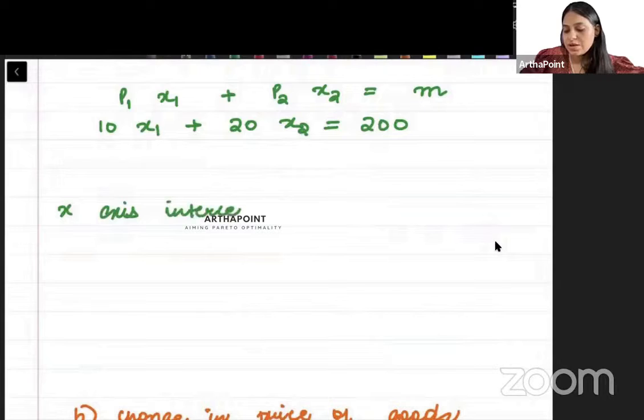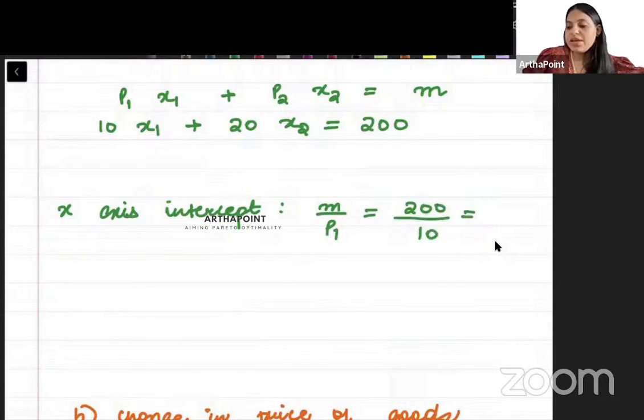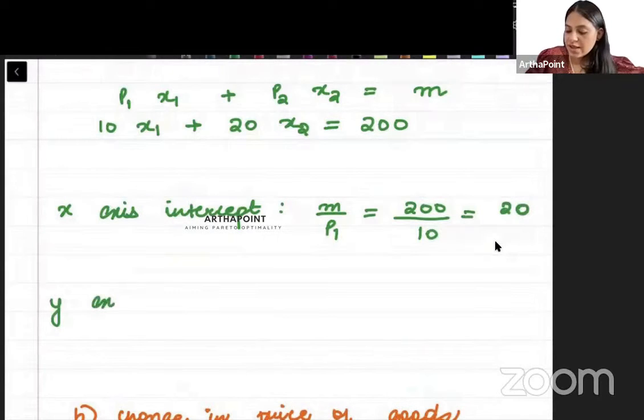Very simple. It is going to be M by P1. Income is what, beta? 200. Price of good 1, 10. So it will be 20. Beta, what will be the y-axis intercept? Can you tell me?